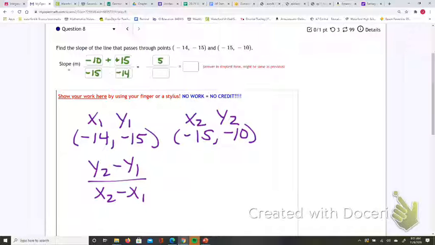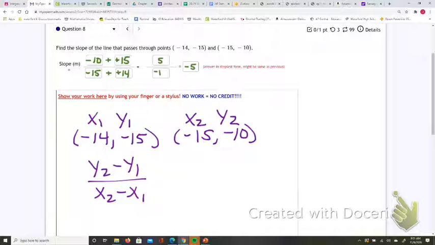Then we go to the denominator and we make it plus the opposite. So we end up with negative 15 plus 14. Again, we have both negatives and positives, so we subtract. 15 minus 14 is 1, but we're not finished. We had 15 negatives and 14 positives. We had more negatives, so it's negative 1. And then 5 divided by negative 1 is negative 5.